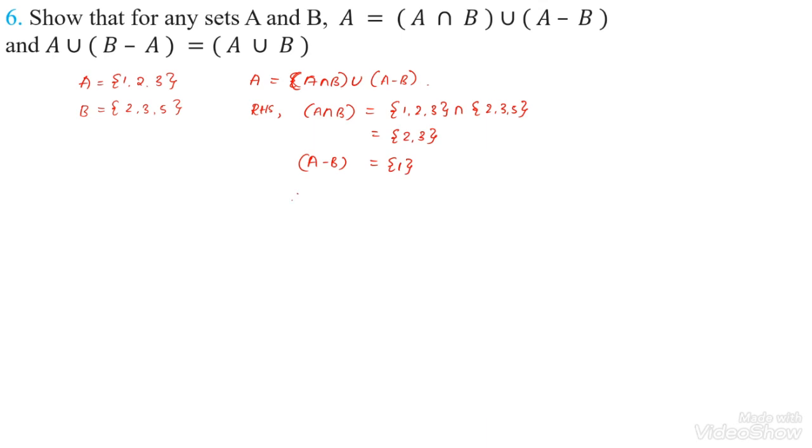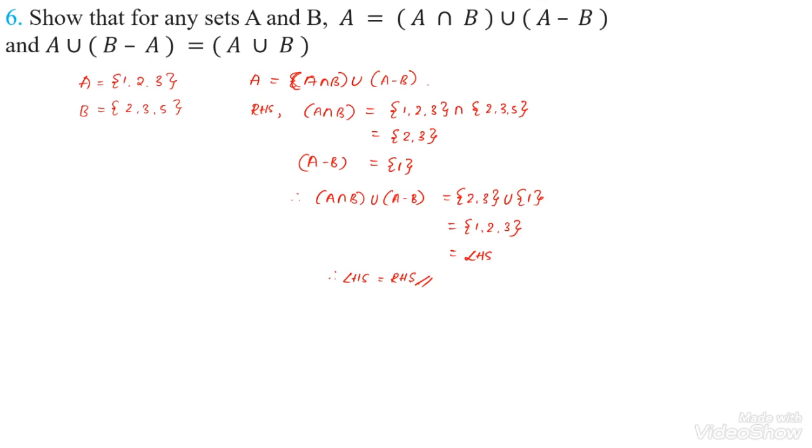After that, A intersection B union A minus B is equal to, okay, A intersection B containing the elements 2, 3, union A minus B containing the element 1. Okay, while writing in order, it becomes 1, 2, 3. So A set containing 1, 2, 3. Here the result is the LHS. Therefore, LHS is equal to RHS. Okay, the first one is proved.